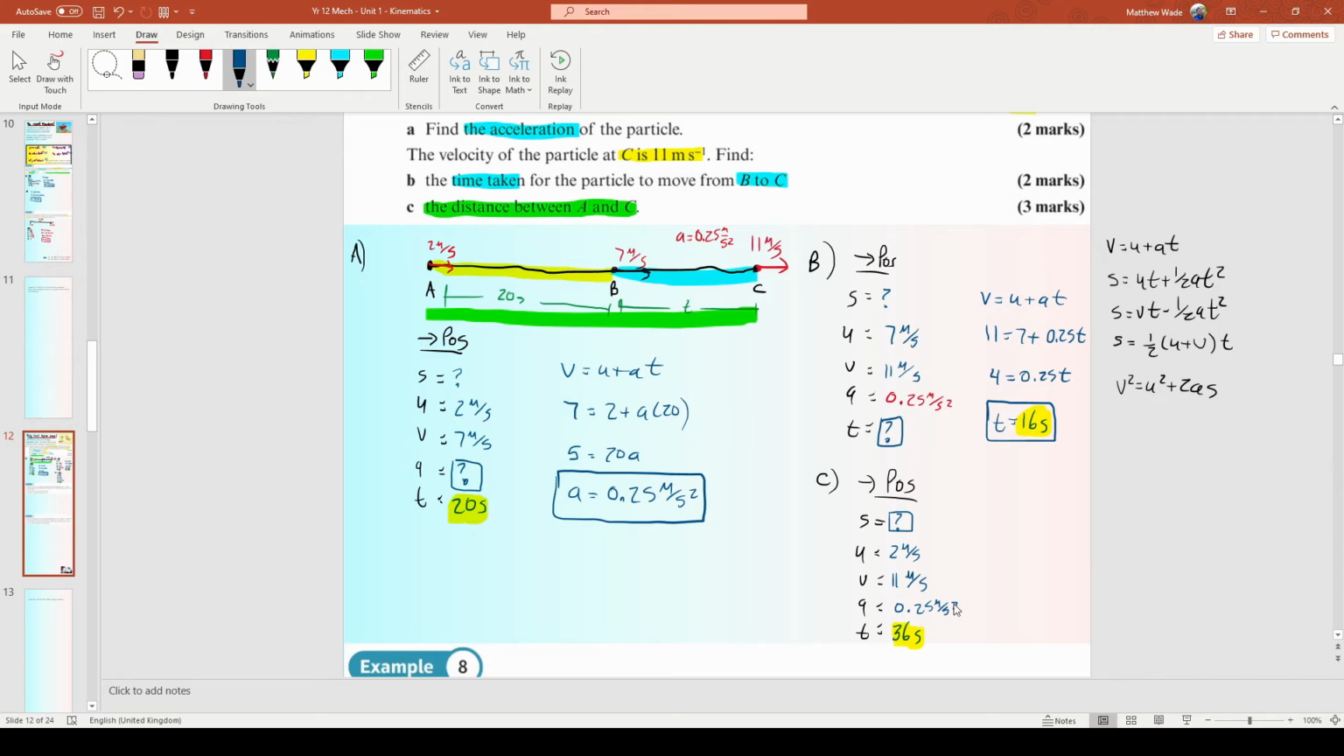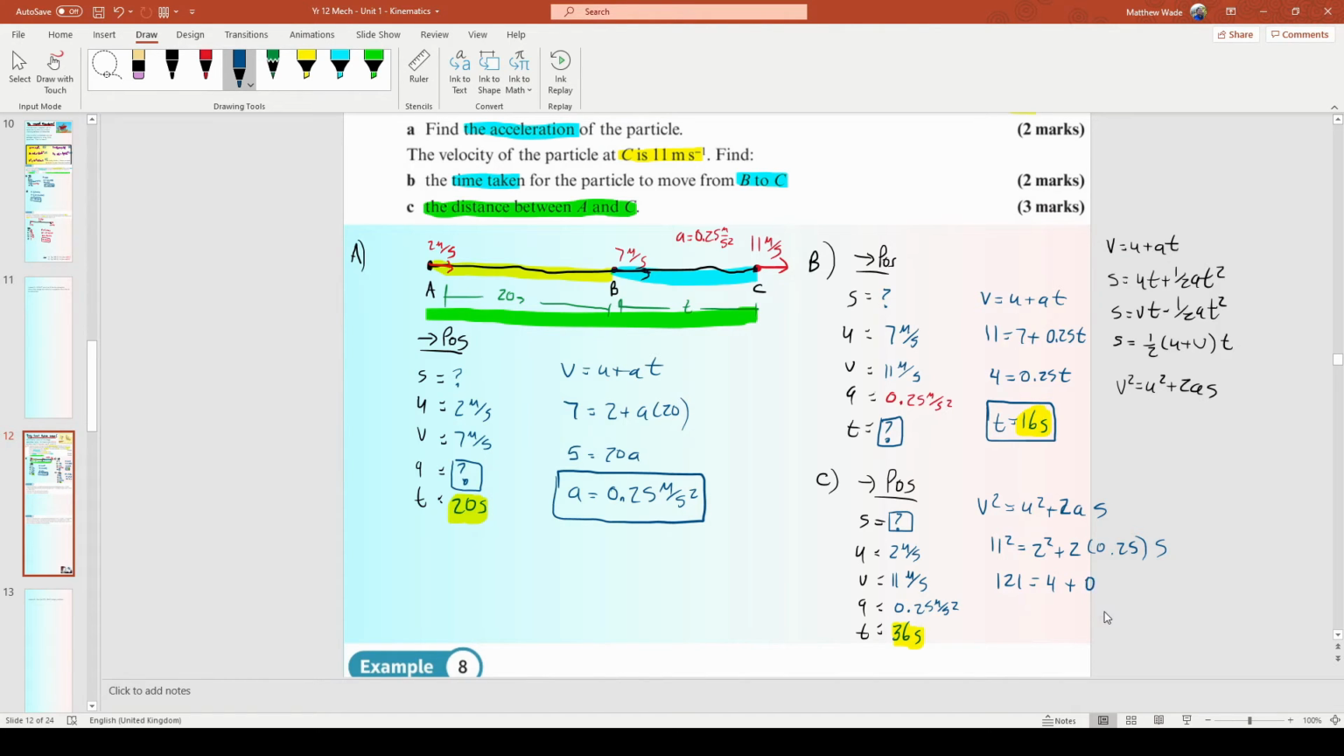So I'm going to use the one that doesn't have t in it. And so I'm going to use this one. I'm going to use v squared equals u squared plus 2as. Cool? So in other words, 11 squared is going to equal 2 squared plus 2 times 0.25 times s, which means 121 equals 4 plus quarter of 2.